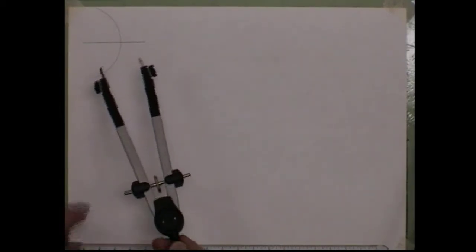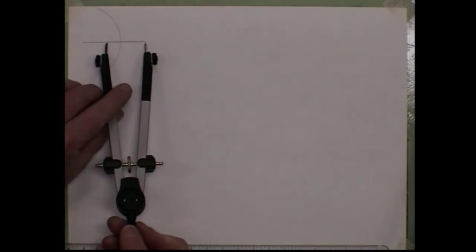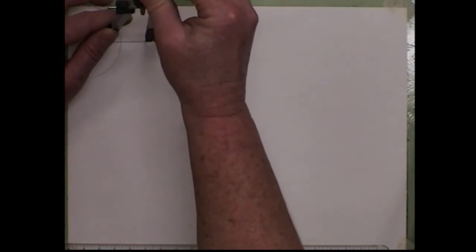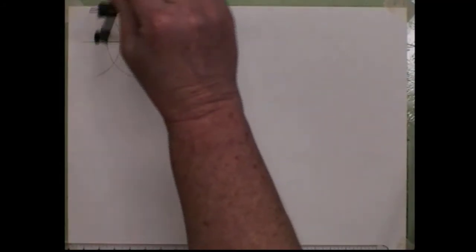Do not change your compass. Don't hit the wheel on your compass because you want the exact same distance on the other side. So without changing our compass at all, we're just going to flip it over and put the needle point on the other side at that end point. Make sure you get the exact end point, and then you'll strike another arc. And you end up having something that looks like this.